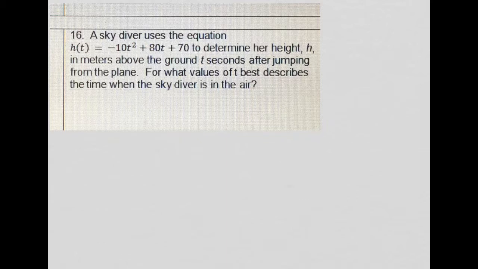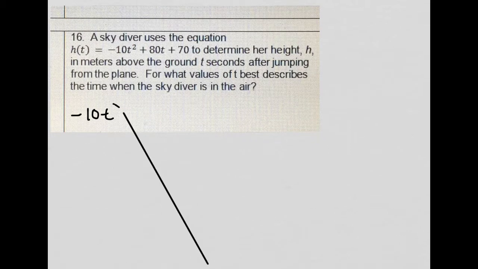So the skydiver is going to be in the air until she's not anymore. So when she hits the ground, when the height is 0, she will no longer be in the air. So let's look at the equation: negative t squared plus 80t plus 70 equals 0.